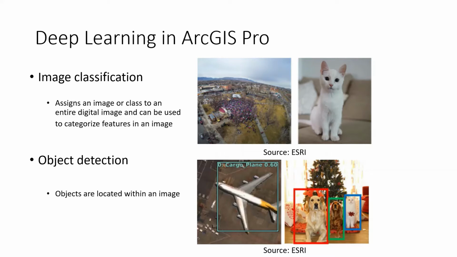So these are some of the tools for deep learning in ArcGIS Pro. Image classification assigns an image or a class to an entire digital image and can be used to categorize features in an image. So in the first two examples, there's a drone image of a crowd and an image of a cat, and those entire images would be categorized as crowd and cat. And this is a little different from object detection, which locates objects within an image, and a bounding box is drawn around the object of interest, and neural networks learn how to locate those objects within an image, instead of the entire image being classified.